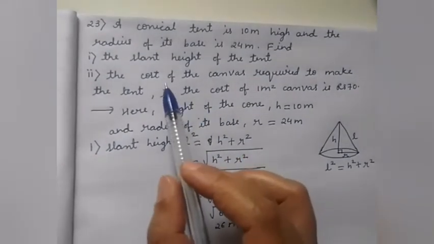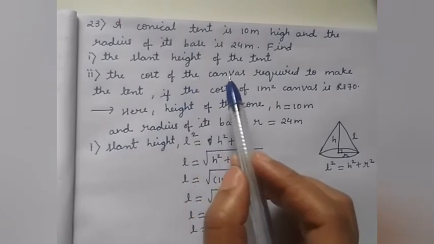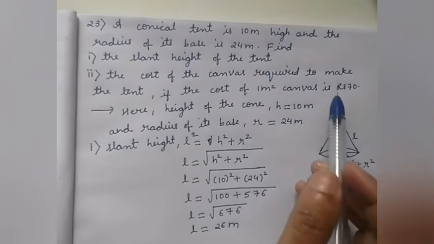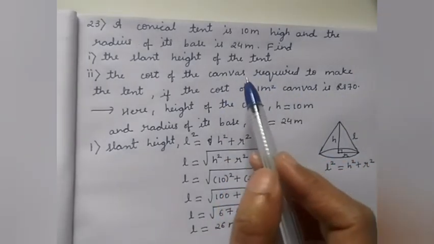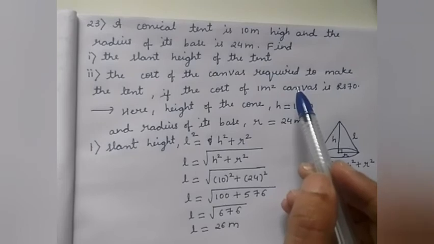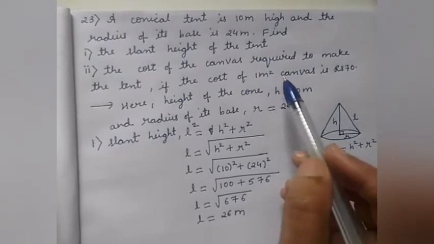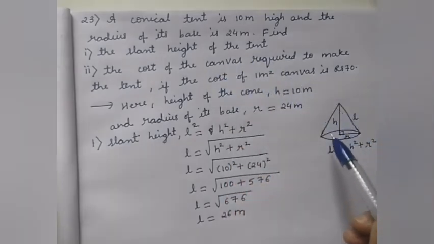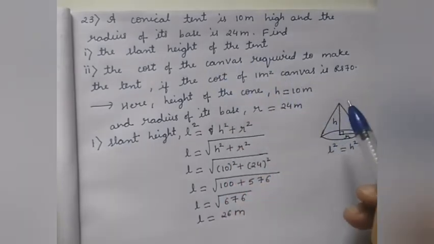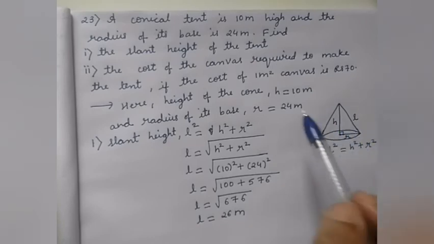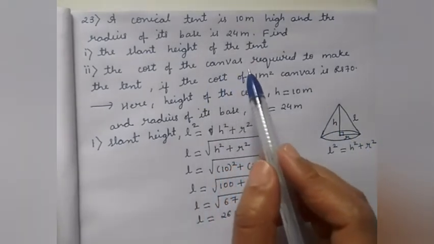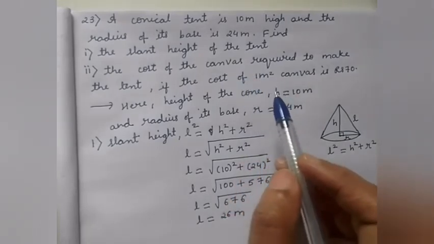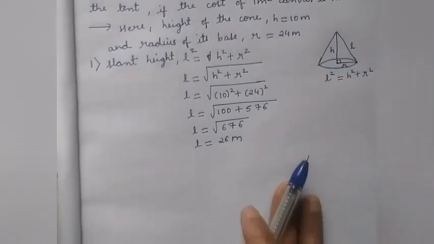Next thing we are asked to find is the cost of the canvas required to make the tent if the cost of 1 meter square canvas is ₹70. In order to find how much cost is required to make the tent, since there is no base included here and we are only talking about the tent, we have to find the curved surface area of the tent. First we have to find the curved surface area of the tent, and that area should be multiplied by 70.